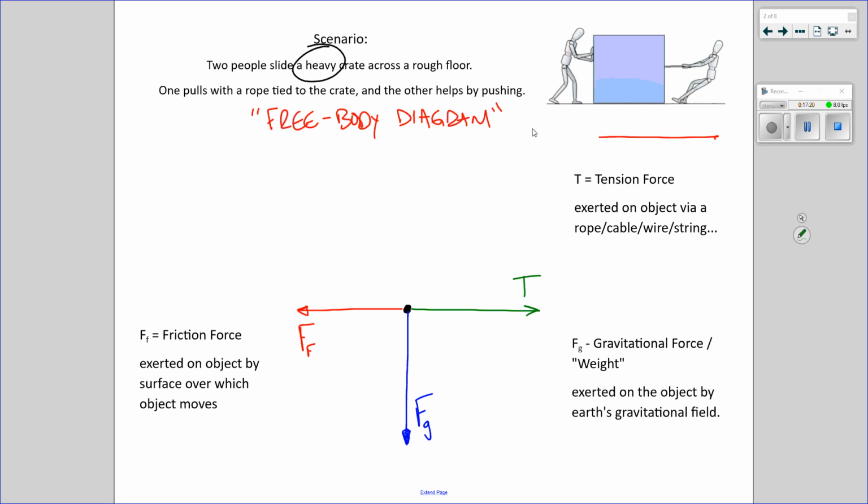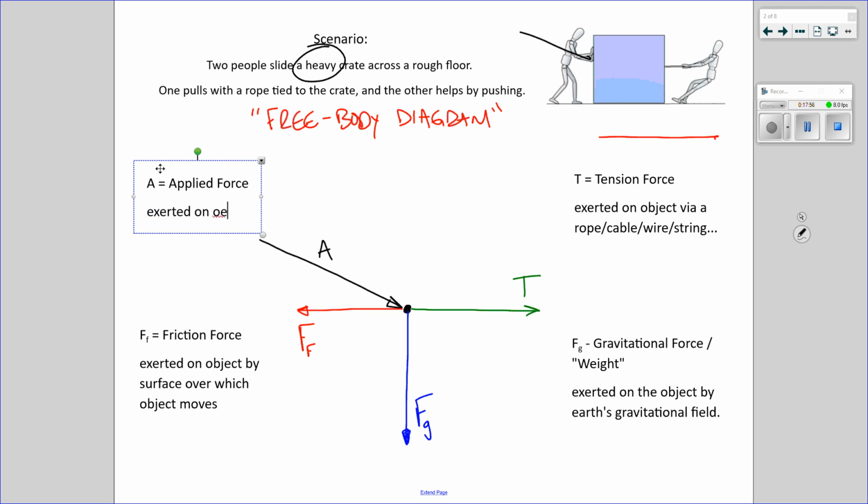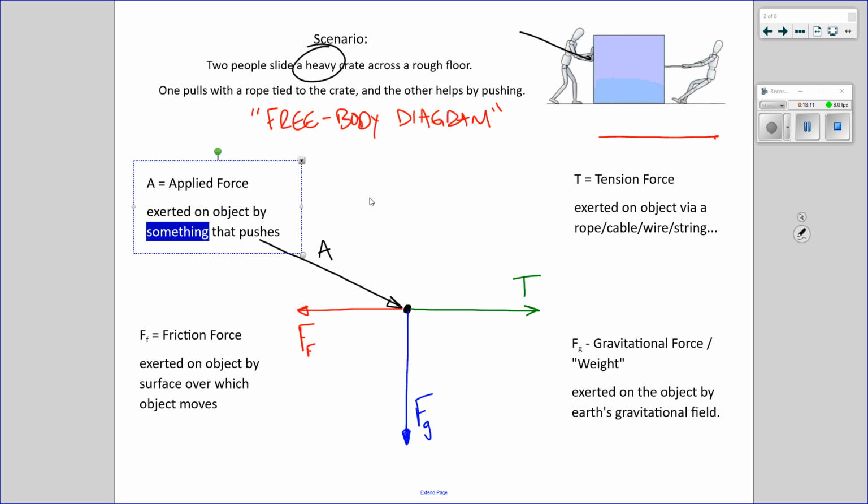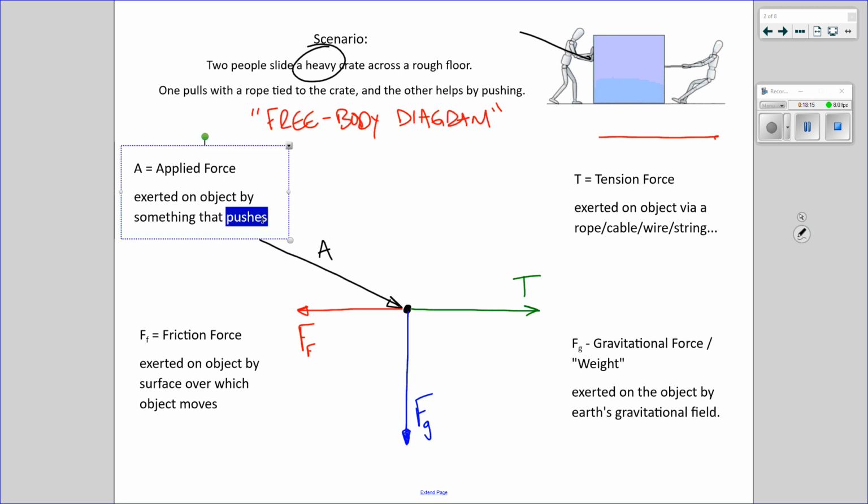Okay, there's the pushing person over here on the left, and I'm going to take a little liberty here and say, doesn't it look like he's sort of pushing downward? Yeah, I'm going to say the push looks like this. You can't make an arrow point at the dot. Oh, I can, and I did. I'm going to call that an A. Shouldn't that be a P also for push? No. A means applied force. Applied force exerted on object by something that pushes. So the big deal here is a push. When you have the idea of applied, we call that push. All right. Push.